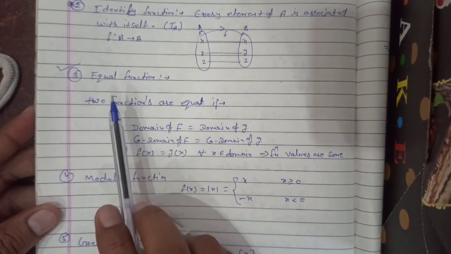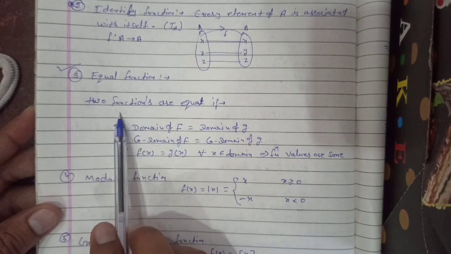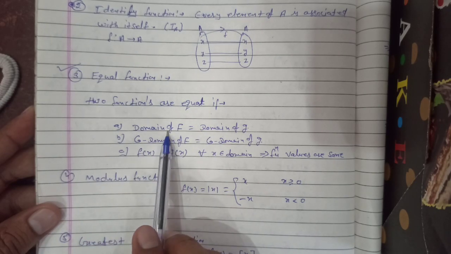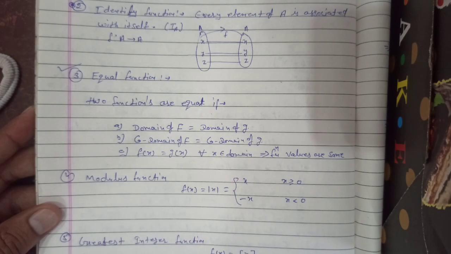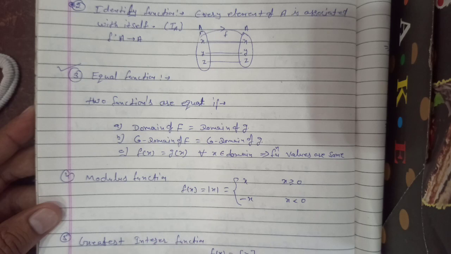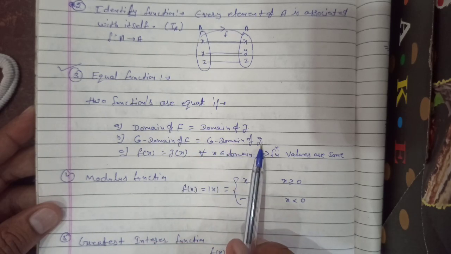Now we are considering the third, which is important. Sometimes questions are asked from this part. If two functions are equal, then we consider all three cases. First, the domain of the function f and the domain of the function g are the same. It means if two functions are equal, then the domains are the same. Next, the codomains of them are also the same. It means the codomain of f is equal to the codomain of g.